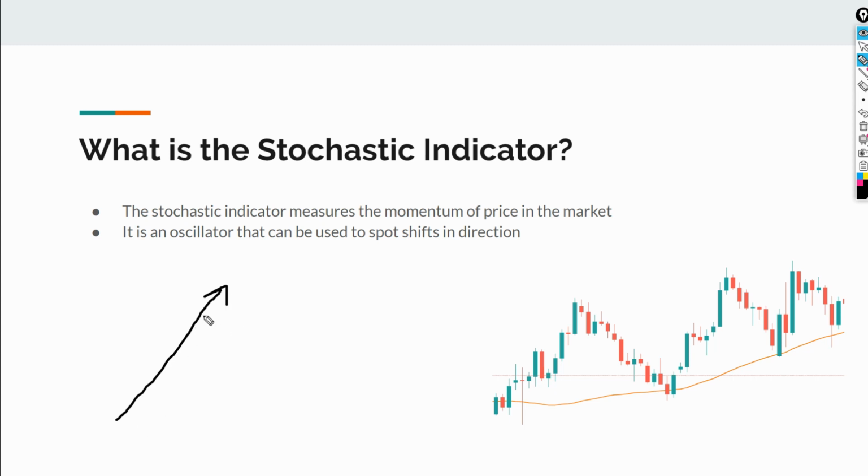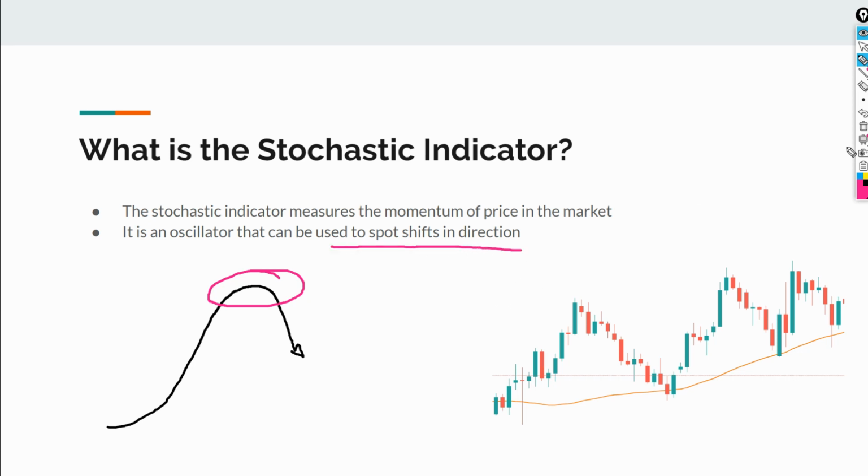So if a market is in an uptrend, if price is moving higher, the stochastic indicator is likely going to tell us that momentum is strong to the upside overall. And then what we can also use the stochastic indicator to look for is the potential shift in momentum. As a market starts to quiet down or slow down, sometimes the stochastic can help us identify points at which the momentum of the market or the price is shifting. It's essentially an oscillator that can be used to spot shifts in momentum or strength in a particular market. So let's take a look.